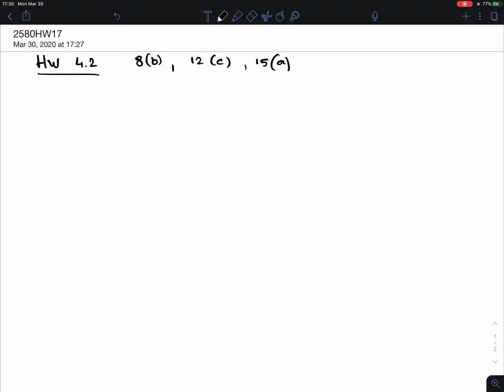So let's look at some of the homeworks from 4.2. I'm going to do these three that I assigned as special problems. So let's remember, okay, number 8. So we have here three vectors.